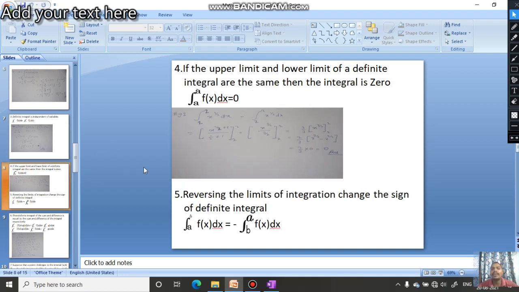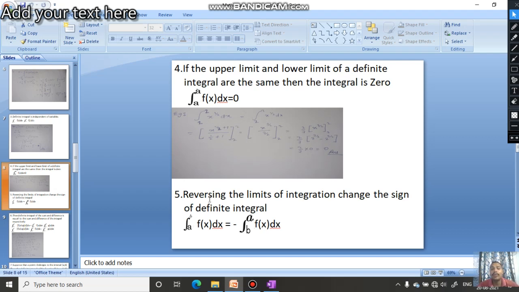Property number 4: if the upper limit and lower limit of the definite integral are the same, then the integral is 0. If the upper limit and lower limit are the same, then the final outcome of the integration is always 0.